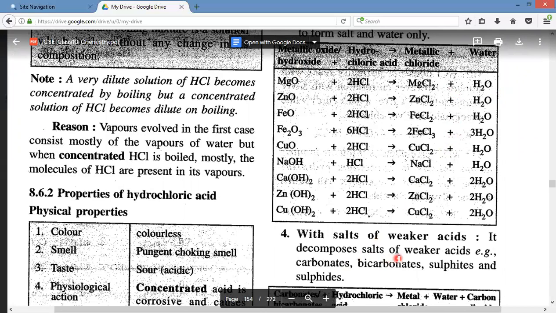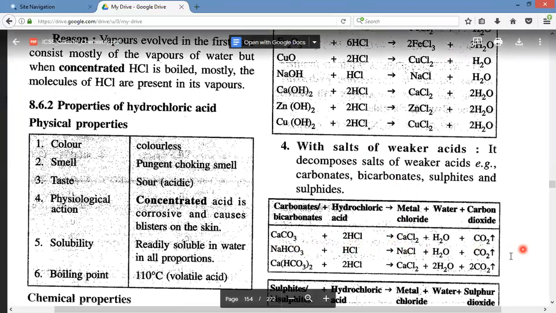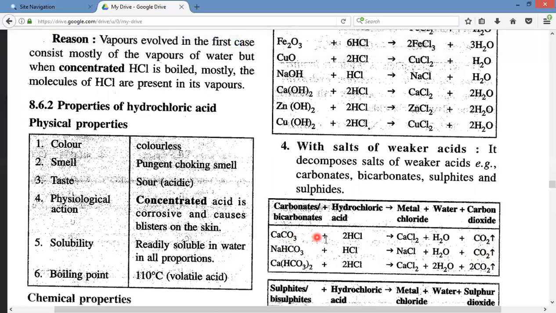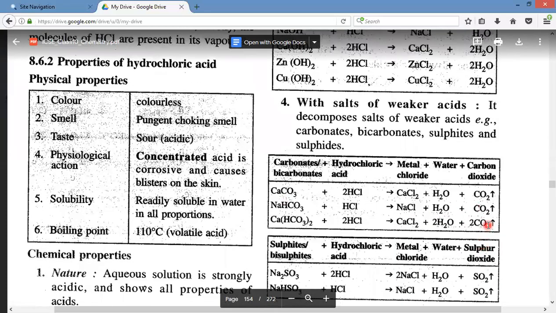With the salts of weaker acids, here carbonates or bicarbonates, treated with hydrochloric acid, metal chloride with water and carbon dioxide is formed. Always remember, whenever carbonates and bicarbonates are treated with hydrochloric acid, there will be a formation of carbon dioxide, water and the salt. The carbon dioxide test is that it turns lime water milky. With brisk effervescence, a colorless gas is evolved, acidic in nature.